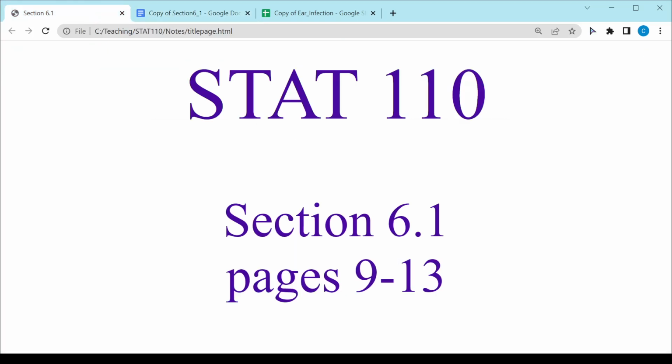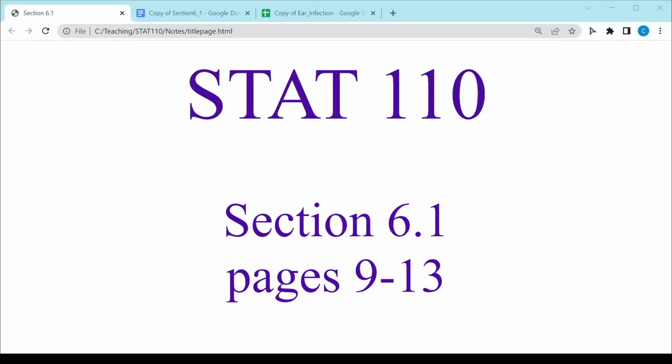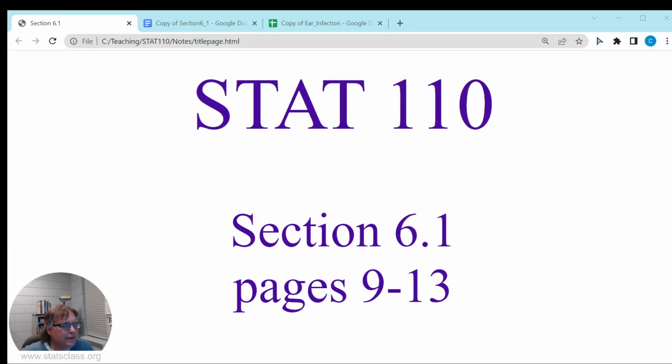Okay, that does it then for section 6.1, pages 9 through 13.